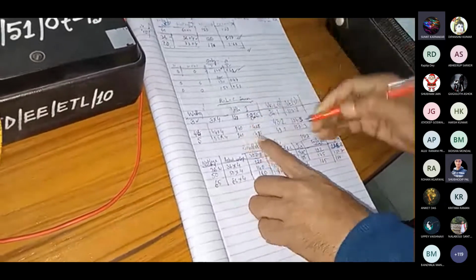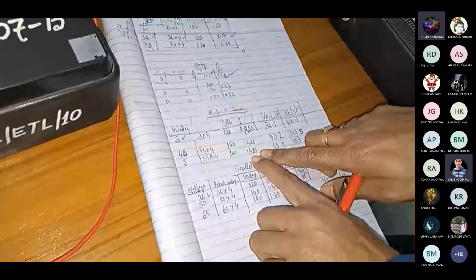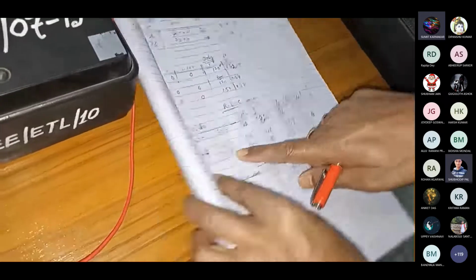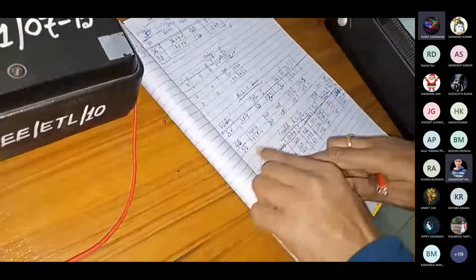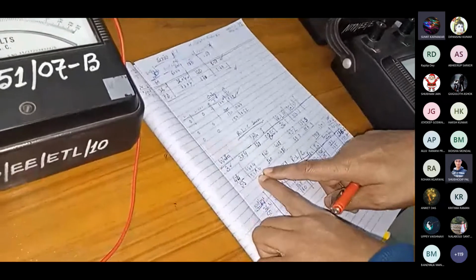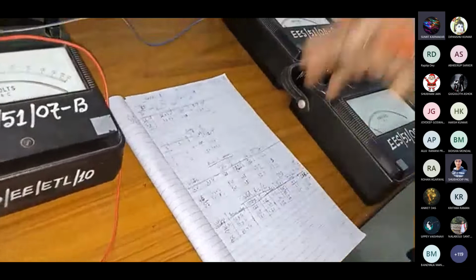It is 160 volt, and the current noted is 0.485, and the power consumption is noted 5. So the actual power consumption, okay, it is 5.5, and I have multiplied it by 4. So this is the reading.